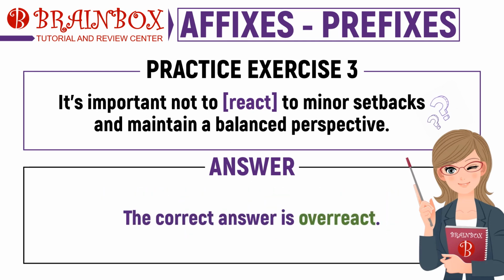Time's up. The correct answer is overreact. In this sentence, overreact is used as a verb to caution against responding with excessive emotion or behavior to minor setbacks. The prefix over, when added to react, intensifies the reaction, implying that one should avoid responding in an exaggerated or overly emotional manner. The sentence emphasizes the importance of maintaining composure and a rational approach even in the face of small challenges. Therefore, the correct sentence would be, it's important not to overreact to minor setbacks and maintain a balanced perspective.